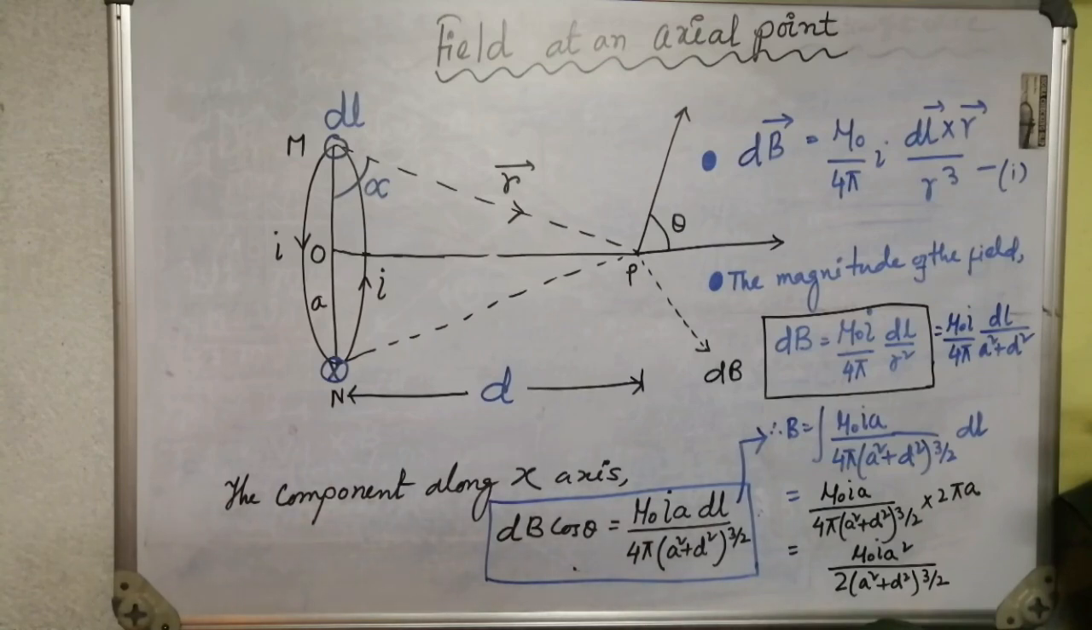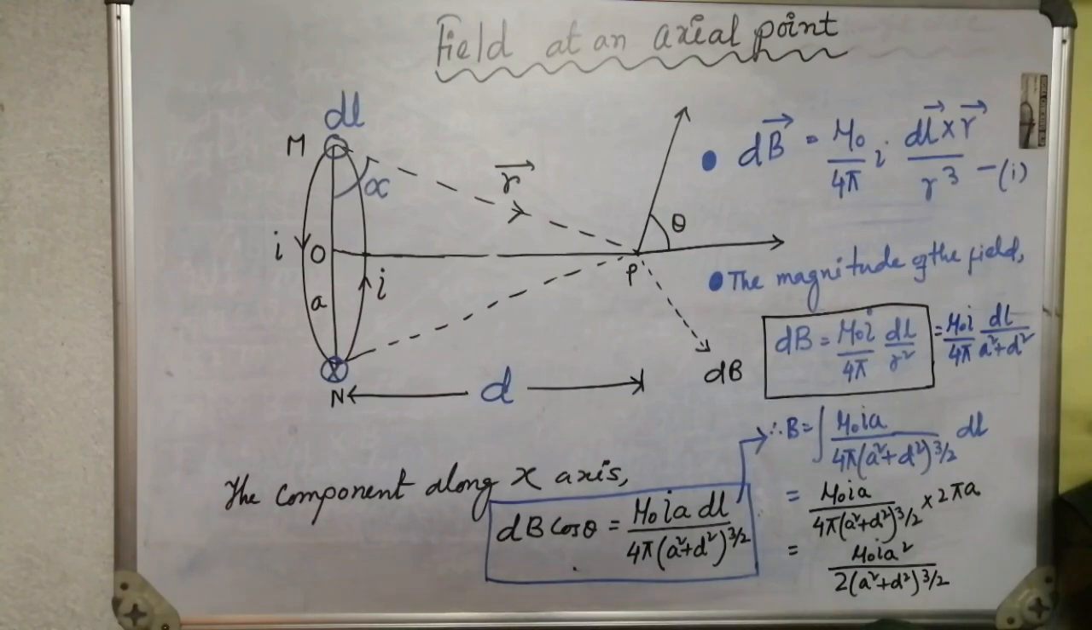The field due to this element will have the same magnitude dB and its direction will be along the dotted arrow shown in the figure. You can see the dotted arrow in the figure. The two fields due to the elements at M and N have a resultant along the axis of the loop. Dividing the loop into such pairs of diametrically opposite elements, we conclude that the resultant magnetic field at P must be along the axis.